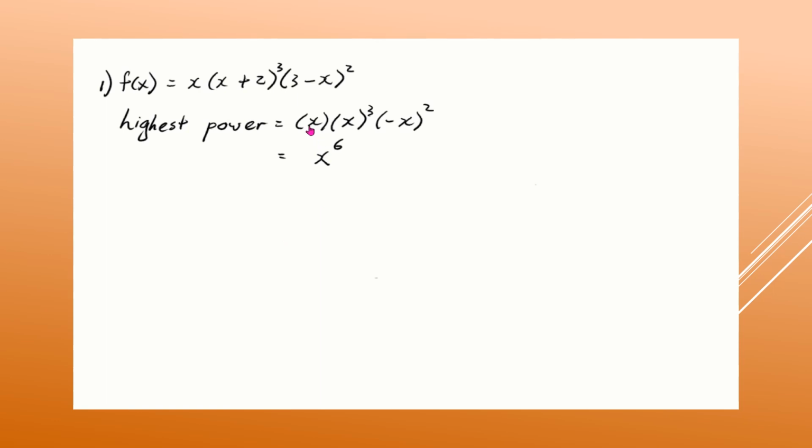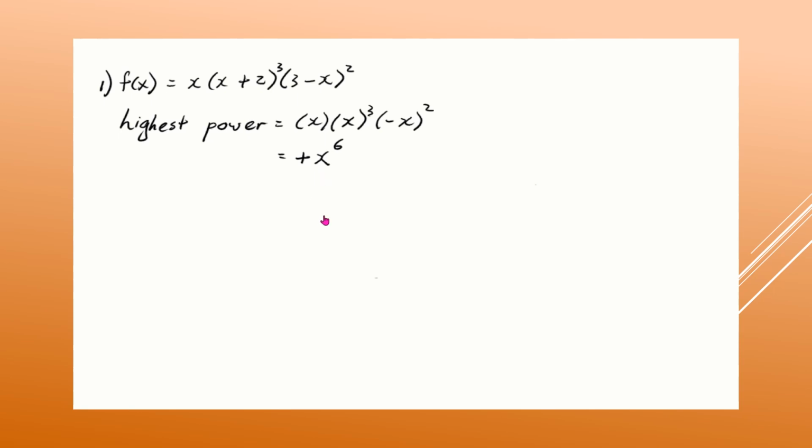As for the sign, the first x is positive, the second x is positive, and the third x, even though it is negative, is raised to the power of 2, so negative and negative becomes positive. So x power 6 is positive.